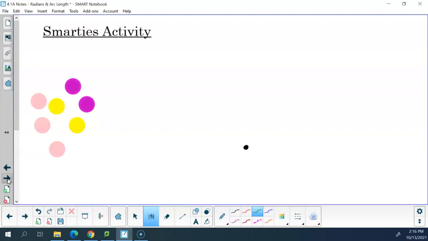Now, it is very imperative that you do not eat your Smarties until I tell you to eat your Smarties, because you will need your Smarties for this activity. Okay? And if you don't have all of your Smarties, you cannot do this activity.